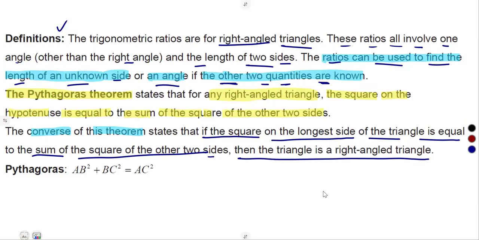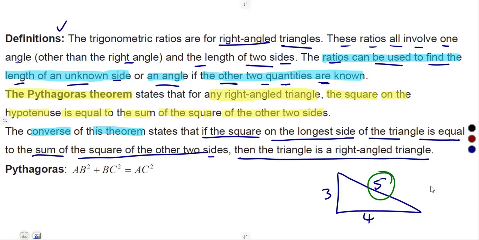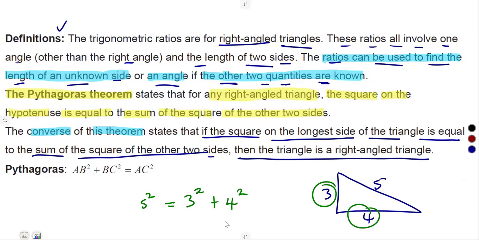That's the converse. So if I am given a certain triangle, and we are not given any angle here, and this side is 3, this side is 4, this side is 5, I simply have to test whether the longest side, which is 5, squared, is equal to the sum of the squares of the two shorter sides, 3 squared plus 4 squared. If this is true, then this triangle is a right-angled triangle. That's the converse.